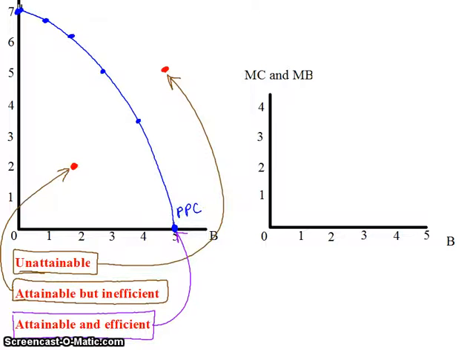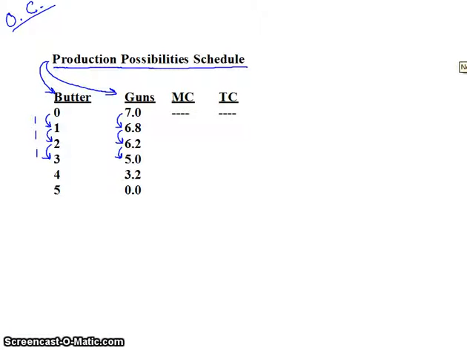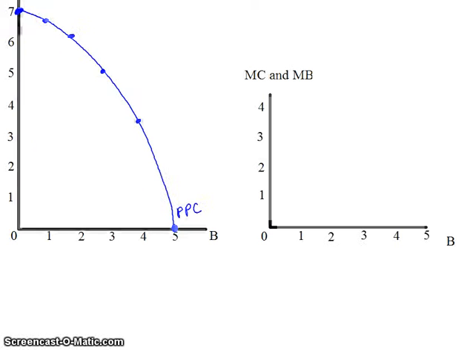On this podcast, we want to go back to our data, back to our production possibility schedule of guns and butter, and we have graphed already the guns and butter production possibilities curve based on this schedule. Caruso could produce 0 butter, 7 guns, 1 butter, 6.8 guns, 2 butter, and 6.2 guns, and so on down to 5 butter and 0 guns. And that's this graph right here. That's this production possibilities curve.